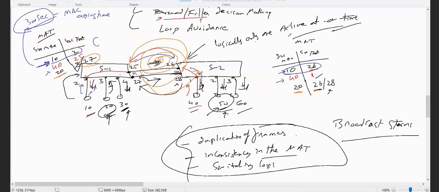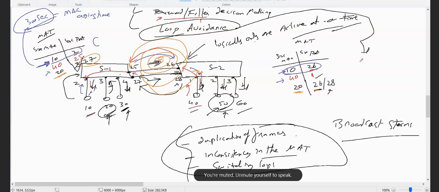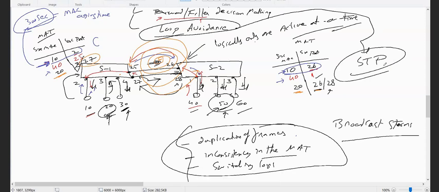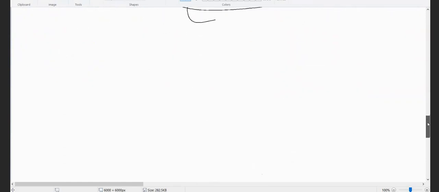And this loop avoidance is done with, everybody knows this, right? STP. So how is loop avoidance done with a switch? In a switch, it is using STP. So the question now is, how is STP working? That is the discussion pretty much for the whole day from now on. Spanning Tree Protocol.